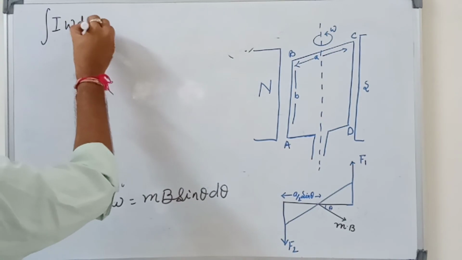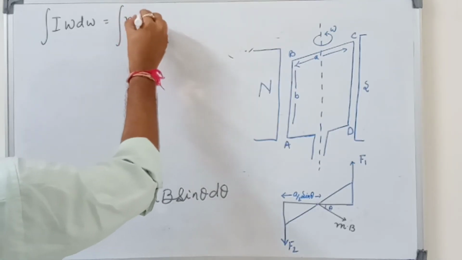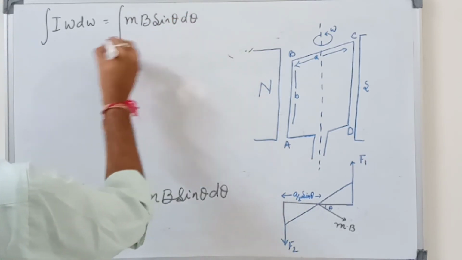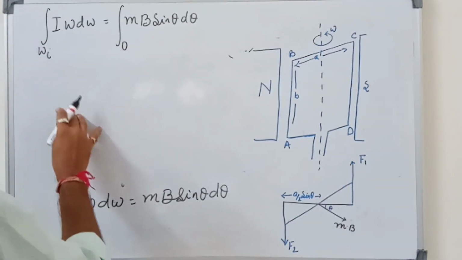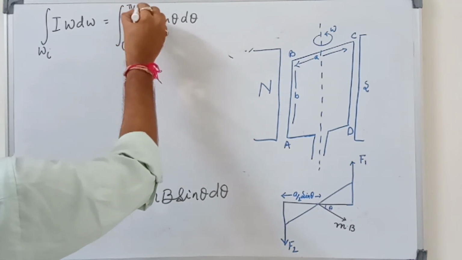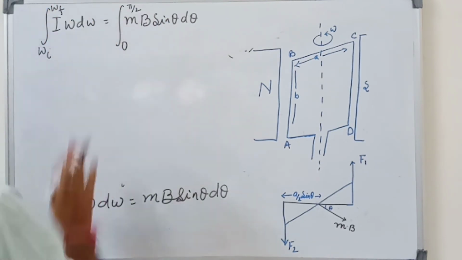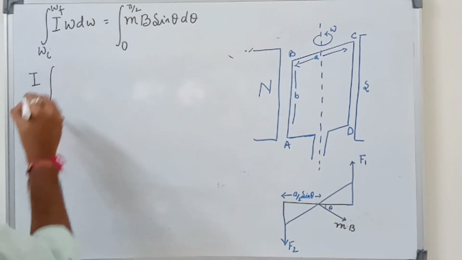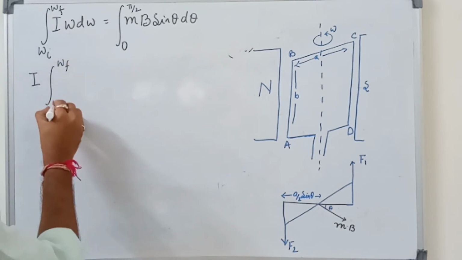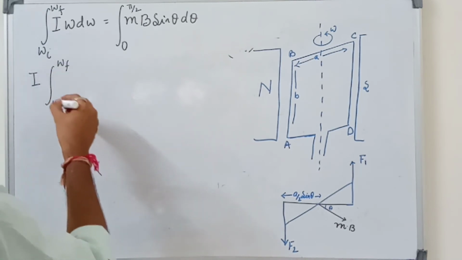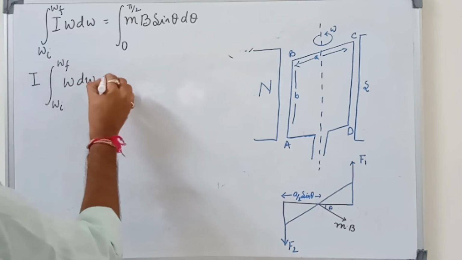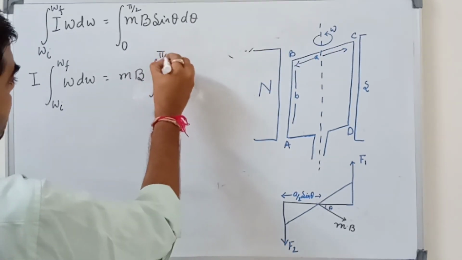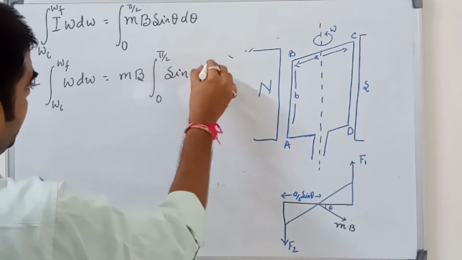I ω dω is equal to integration mB sin θ dθ. Here when θ is 0, the angular frequency is initial, then θ is equal to π/2, it means 90, the angular frequency is the final. Now I is taking the common, so integral from ωi to ωf of ω dω is equal to mB, taking the common, remaining portion is sin θ dθ.